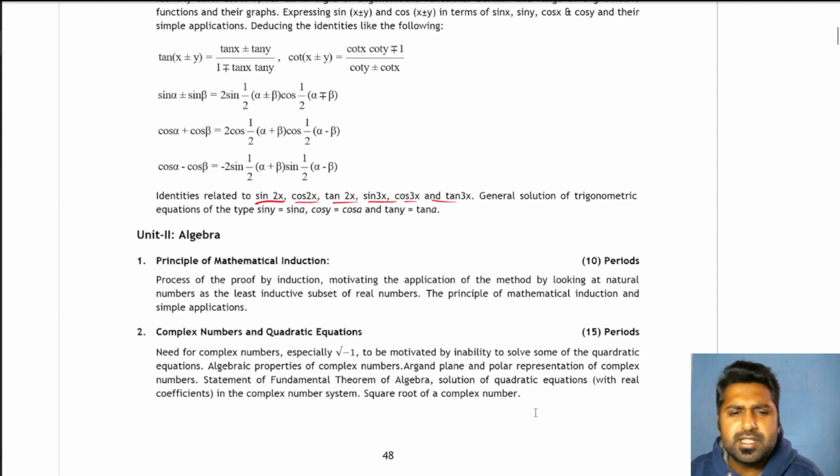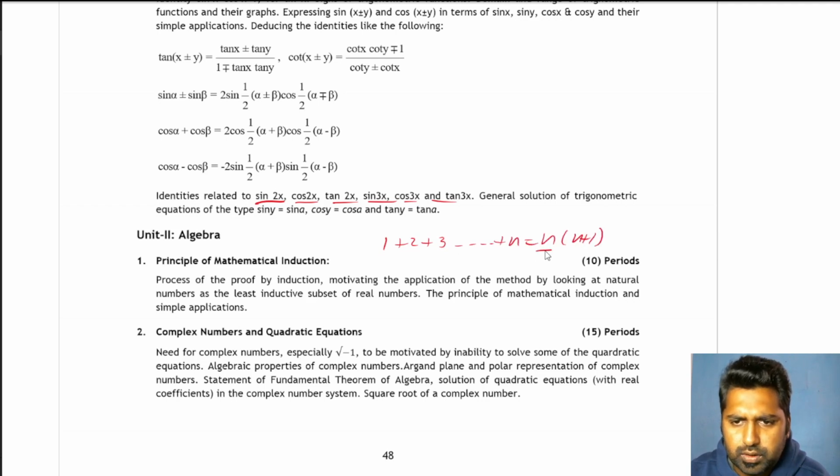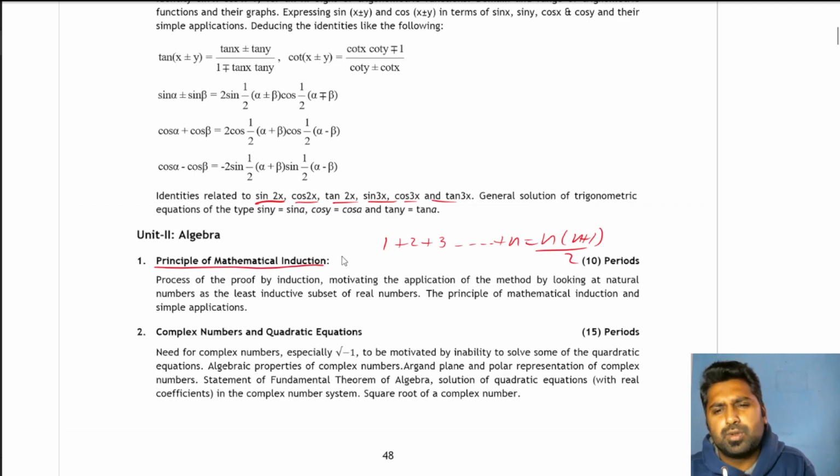The next chapter is called Principle of Mathematical Induction. It is actually a method to prove whether any given formula is correct or not. So you'll be given a series. Suppose I tell you 1 plus 2 plus 3 dot dot dot up to n is equal to n into n plus 1 by 2. We can check whether this formula is correct or not using the principle of mathematical induction. So this is quite subjective in nature.